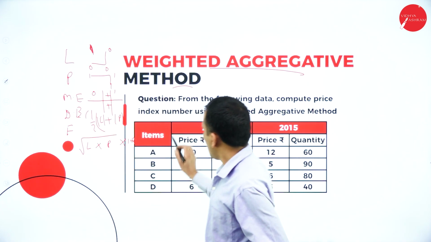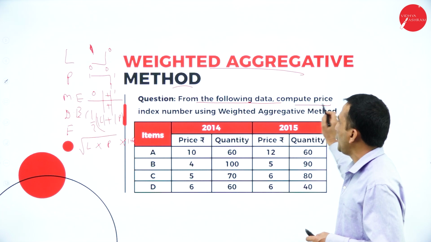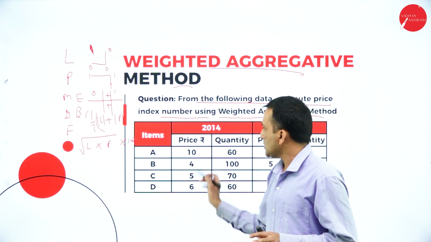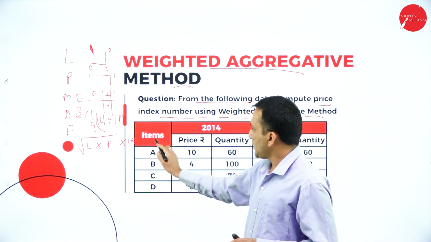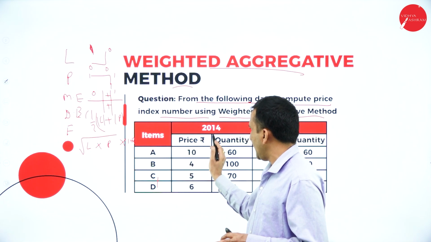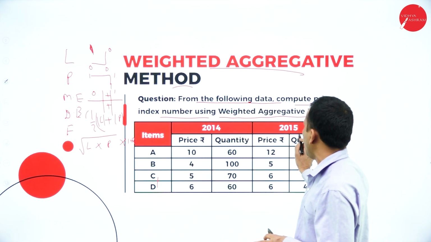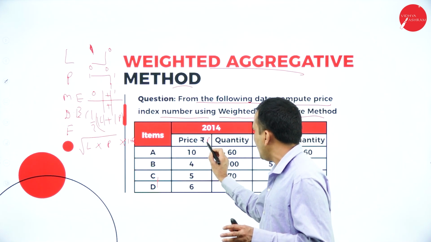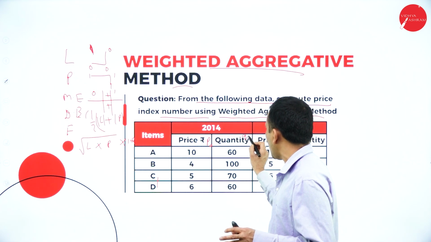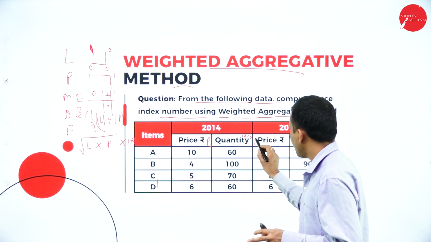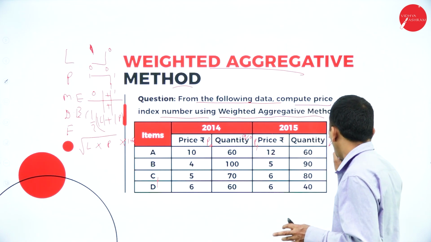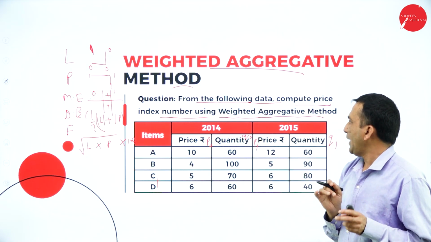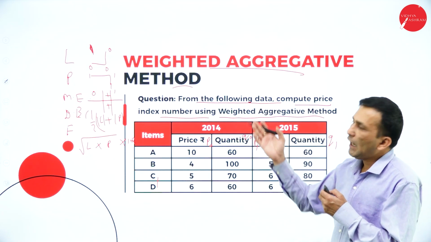Very simple. So here the question: from the following data compute the price index number using the weighted aggregate method. Because here the information is given: items A, B, C, D, and the prices given for 2014 and 2015. 2014 we are considering as the base year. That is P0, this is Q0, and here P1 and here Q1. This information is sufficient to calculate the weighted aggregate method.